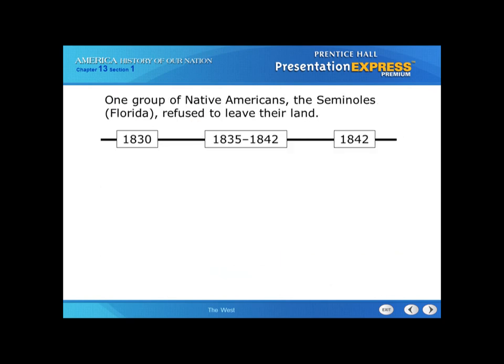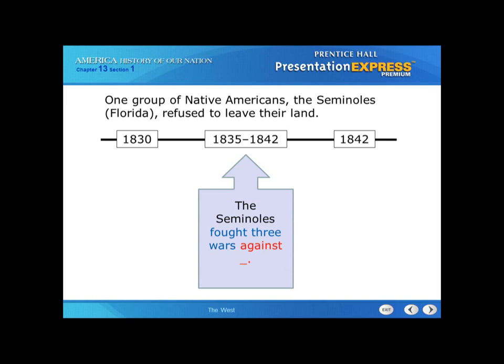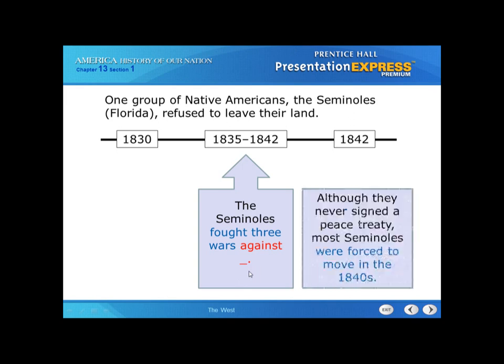One group of Native Americans, the Seminoles, were in Florida. They refused to leave their land. The Seminoles fought 3 wars against removal. Although they never signed a peace treaty, most Seminoles were forced to move in the 1840s. This will be the case for all Native tribes.